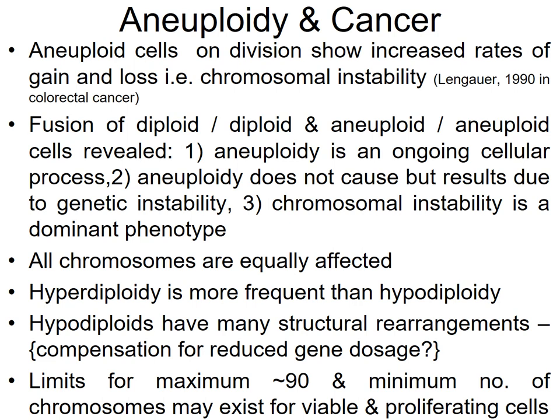And it is found that when a normal diploid cell was fused with an aneuploid cell, aneuploidy was dominant. The normal cell also acquired aneuploidy. So various experiments were carried out, and it was found that all chromosomes are equally affected. It's not that a particular chromosome is lost or is more in number. And hyperdiploidy is more frequent than hypodiploidy. Hypodiploids have many structural rearrangements also. We'll see examples of these rearrangements in a few slides. So a maximum of 90 chromosomes instead of 46 may exist for viable and proliferating cells in cancer.